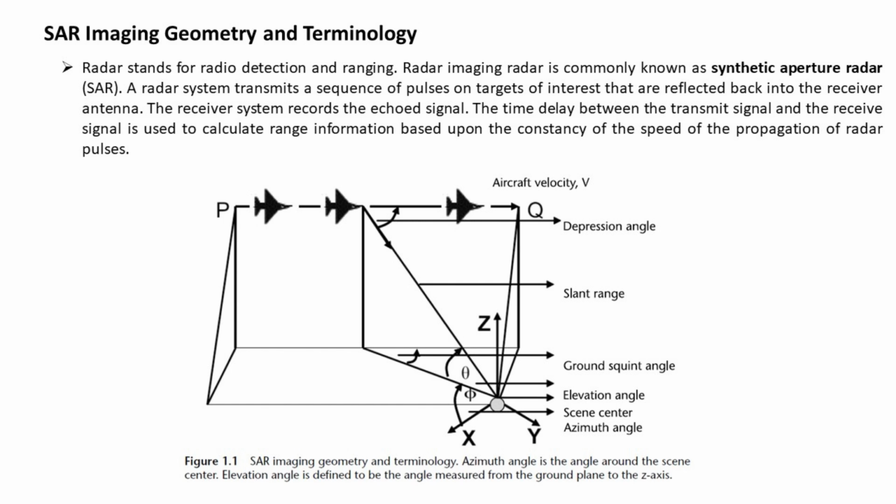Radar stands for radio detection and ranging. Imaging radar is commonly known as synthetic aperture radar, SAR. A radar system transmits a sequence of pulses on targets of interest that are reflected back into the receiver antenna. The receiver system records the echoed signal. The time delay between the transmit signal and the receive signal is used to calculate range information based upon the constancy of the speed of propagation of radar pulses.